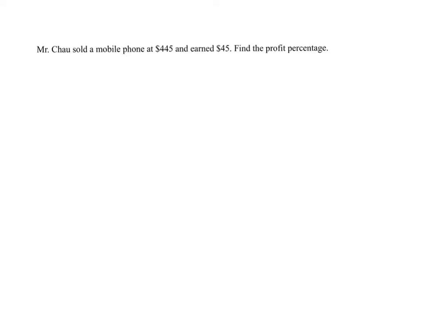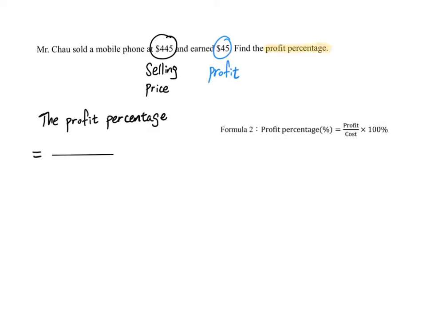The next question, Mr. Chow sold a mobile phone at $445. So it is the selling price. and earned $45. It is the profit. You need to find the profit percentage. For the numerator, we write down the profit, $45. And for the denominator, we need to write down the cost.